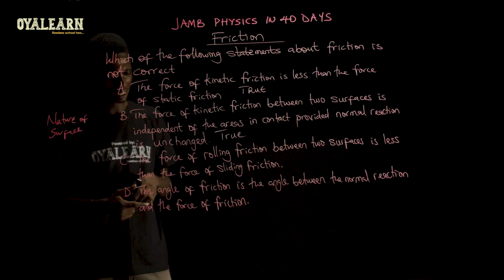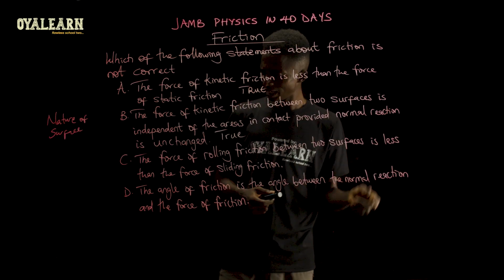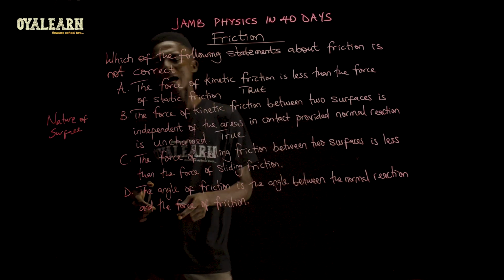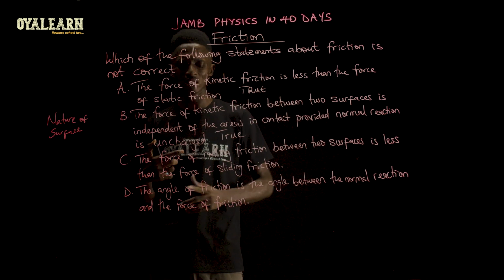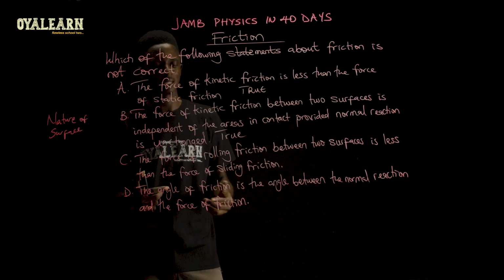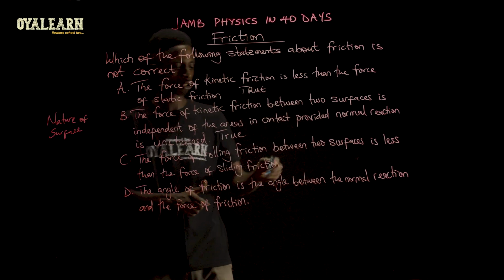Statement C says, the force of rolling friction between two surfaces is less than the force of sliding friction. This is also true, which is why for rolling friction we often use things like ball bearings or wheels, because it's much easier for those to overcome the frictional force, keeping them static. So that is why it is less than the sliding friction. This is true.